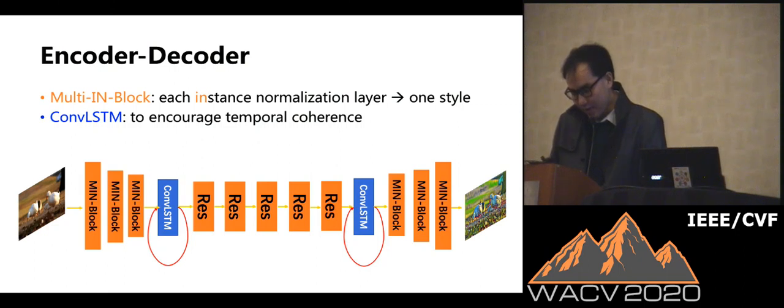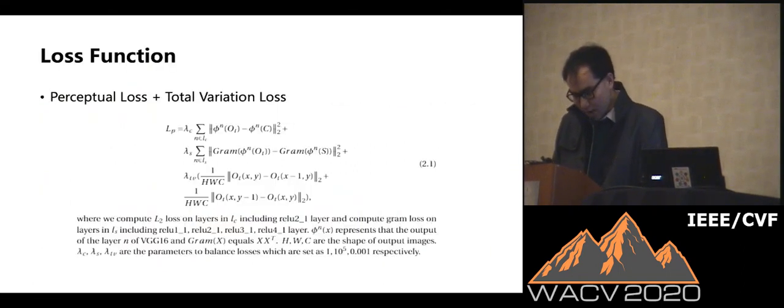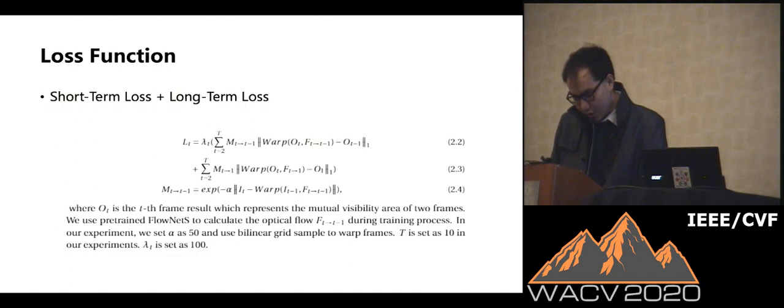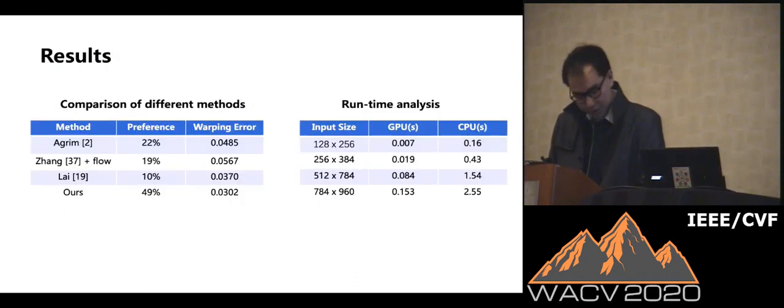The second module is a convLSTM to learn and keep hidden states of the previous frame so that we are able to achieve coherent style transfer. For the loss functions, we first inherit from previous work to compute the perceptual loss and the total variation loss. To encourage the temporal coherence, we use the temporal loss in both short-term and long-term. So basically, the temporal loss is about warping the stylized first frame and trying to reduce the difference with the stylized second frame.